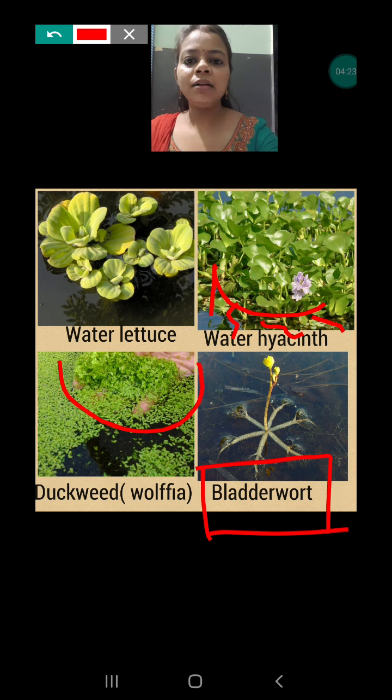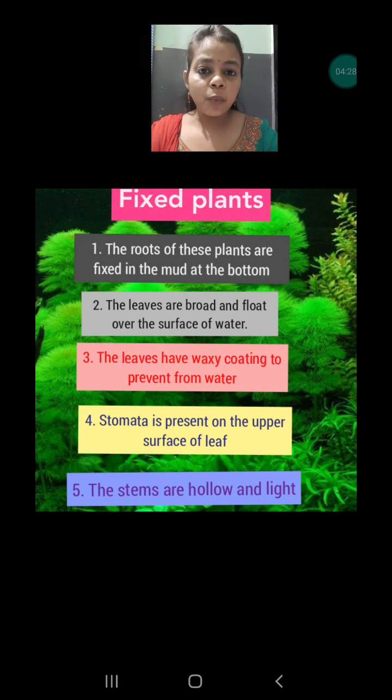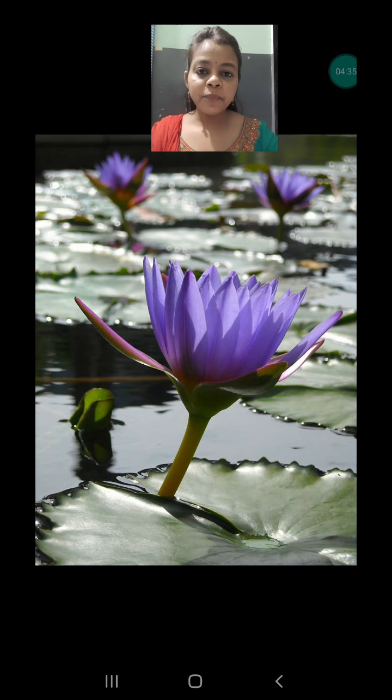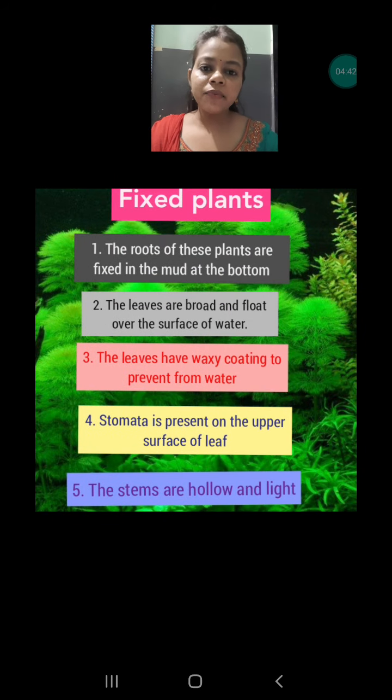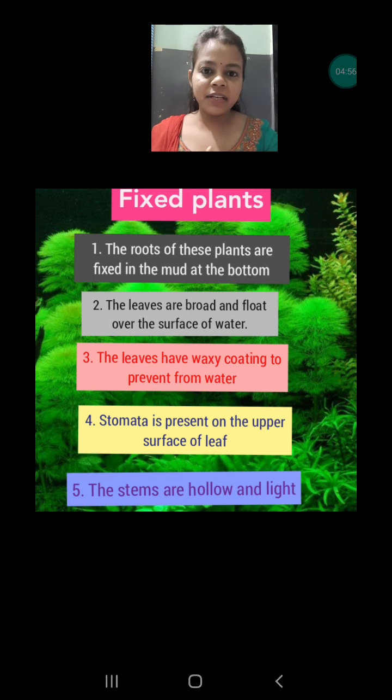So these are about the floating plant. Next we are going to discuss the fixed plant. Why is the name given fixed plant? Because their root is attached to the ground. Have you ever seen a lily or a lotus? If you take it out, you can find they are attached to the bottom of the water bodies, that is the water bed. They are fixed into the mud of the water bodies. Their root is attached to the mud or the ground of the lake or the pond, wherever they are growing.